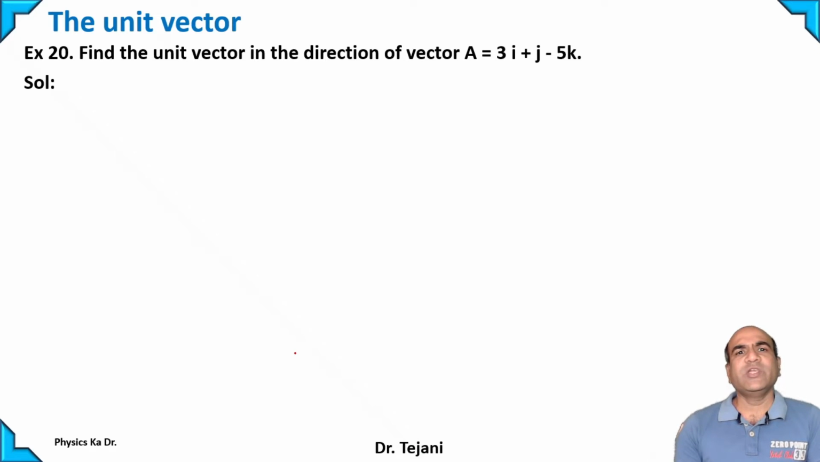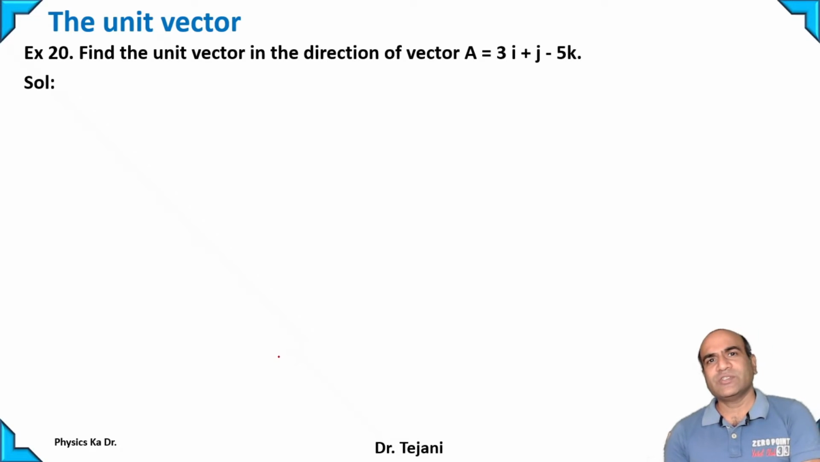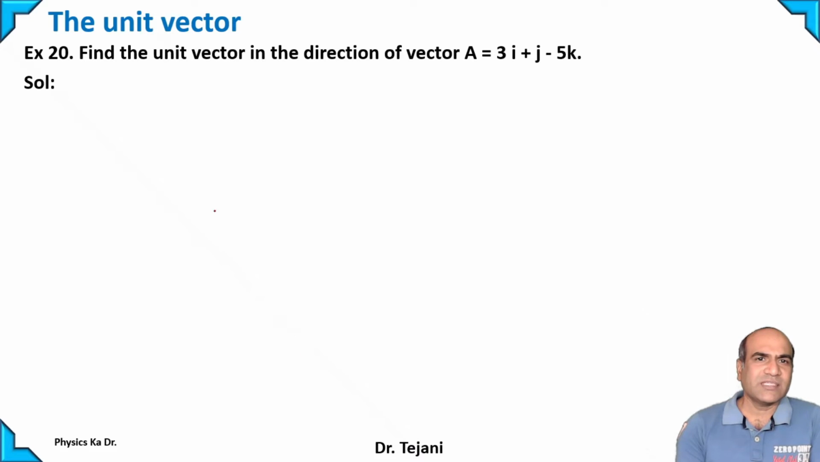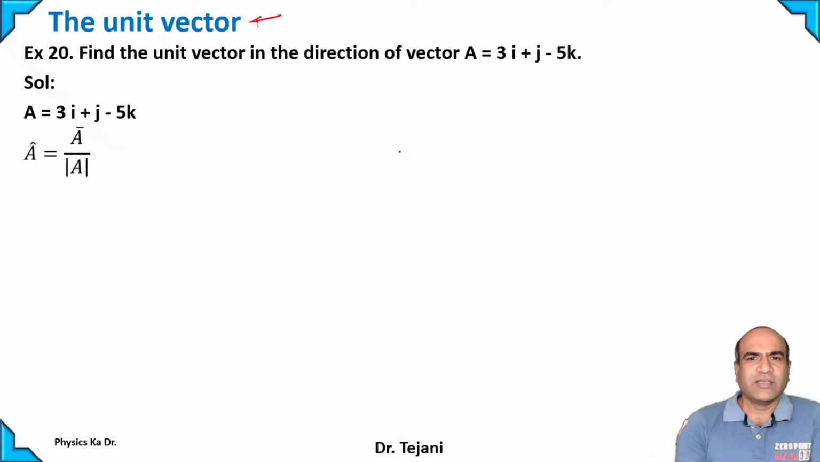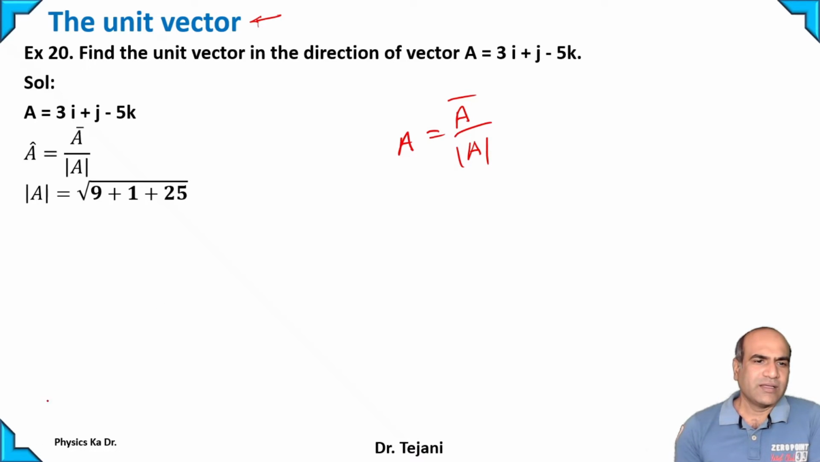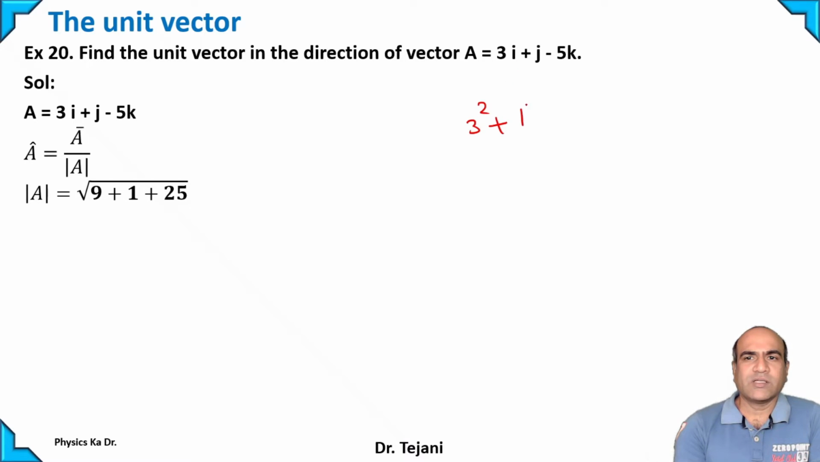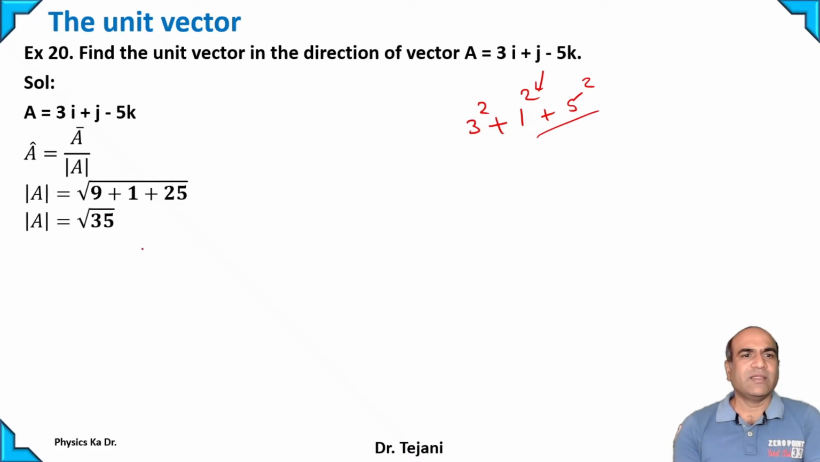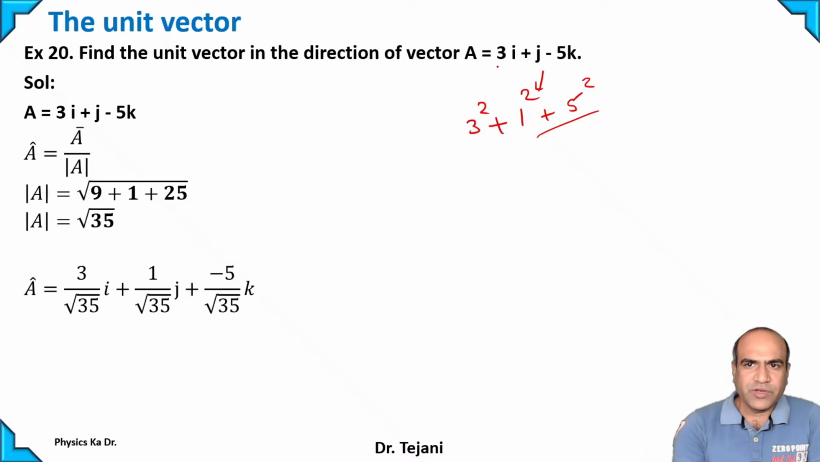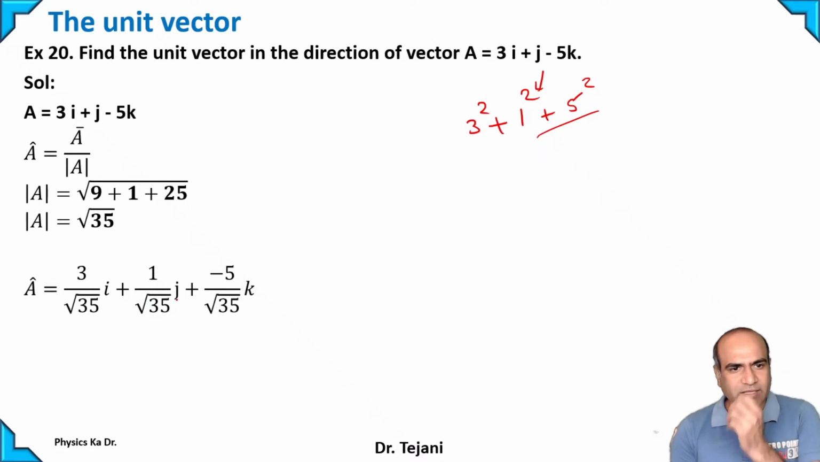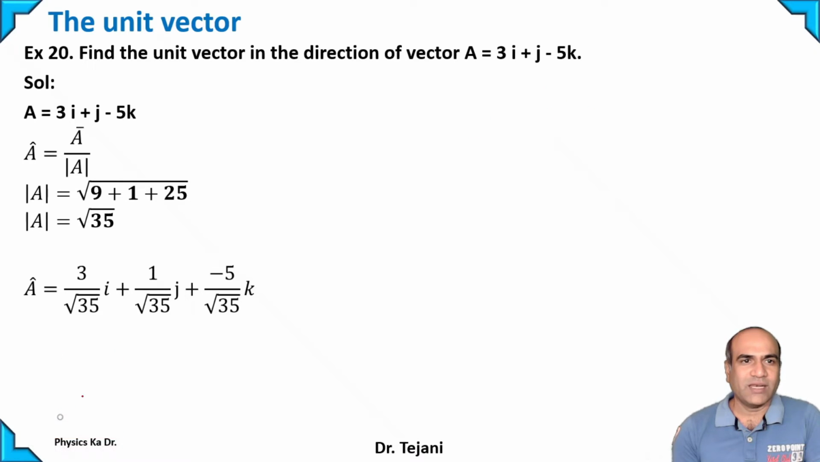Example number 20, find the unit vector in the direction of vector A, 3i plus j minus 5k. We just brought one example for a change in a unit direction. So we know that unit vector A is equal to vector A divided by its magnitude. Magnitude is equal to the root of 3 square plus 1 square plus 5 square. You can get this answer and it becomes root 35. So ultimately 3 divided by root 35, 1 by root 35, and that gives us our solution. Very simple one.